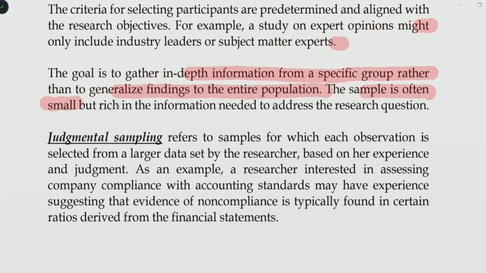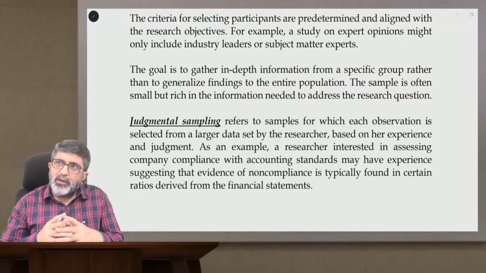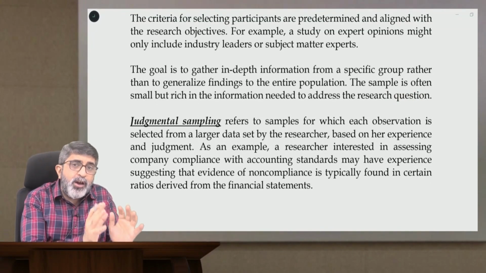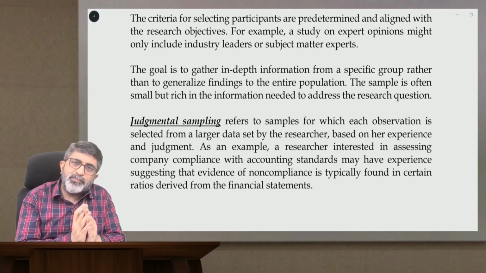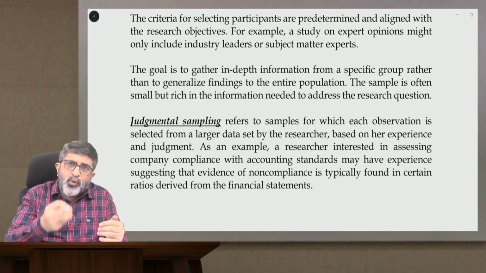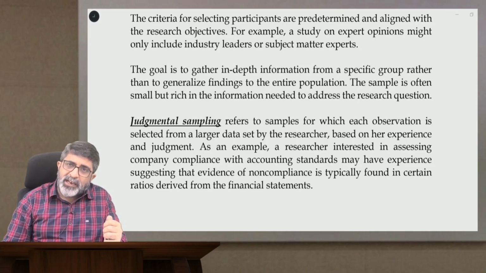The sample is often small but rich in information needed to address the research question. So basically, the outcome of this judgmental sampling is that the sample size will be small because you have a selective criteria of what to be included in your sample, but it will be highly informative because you are doing only and only the relevant selection based on your specific criteria.